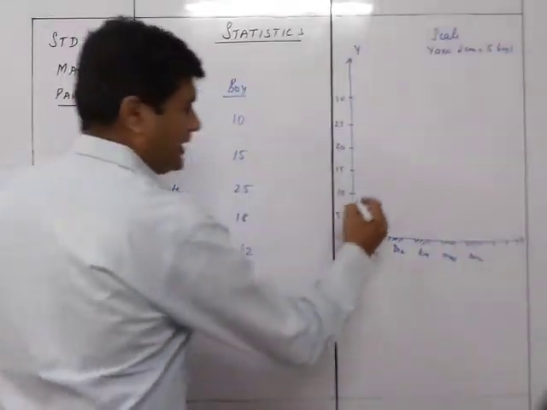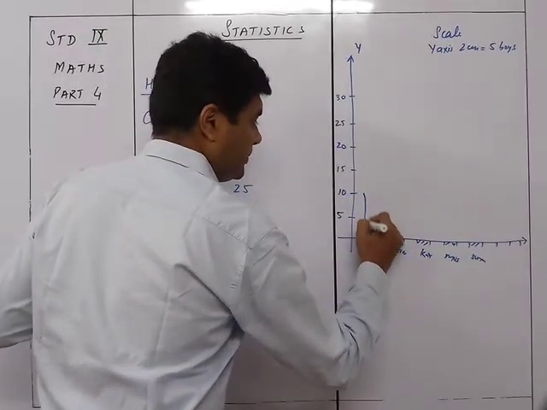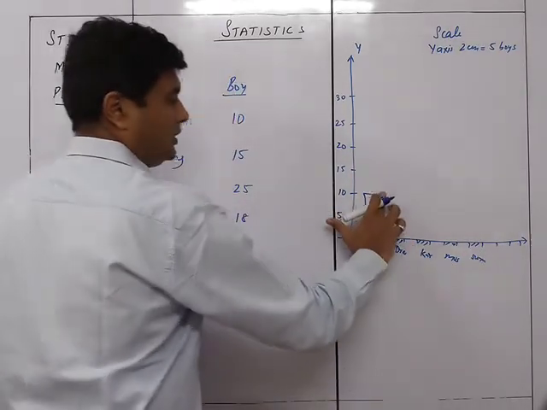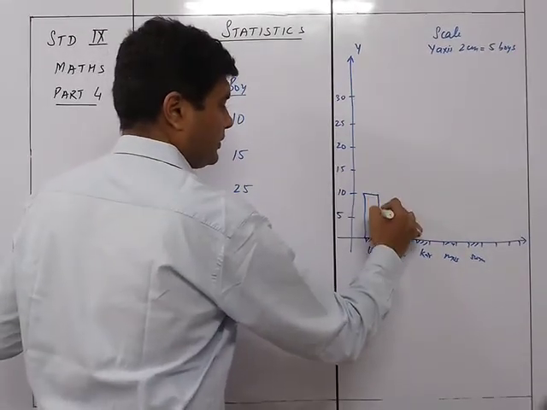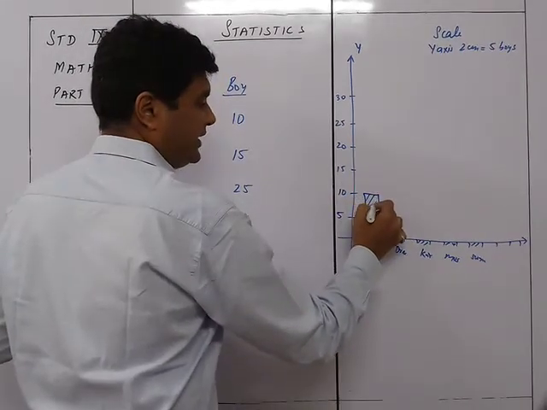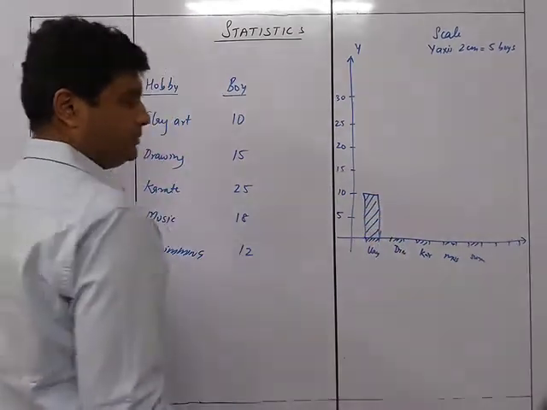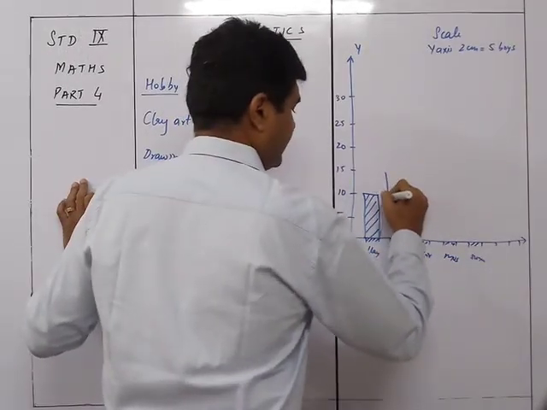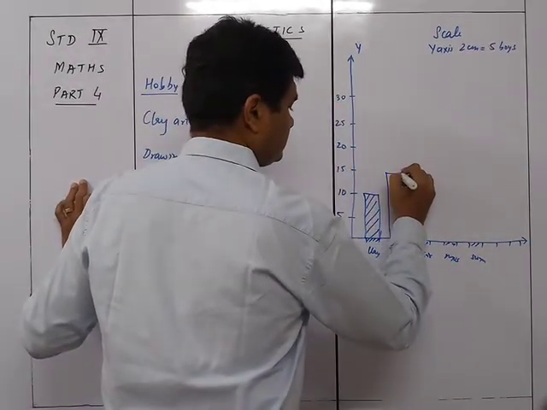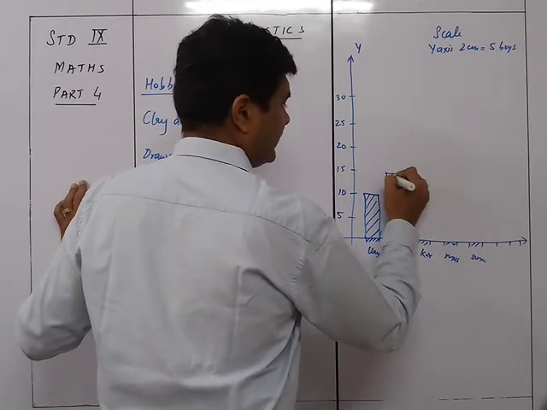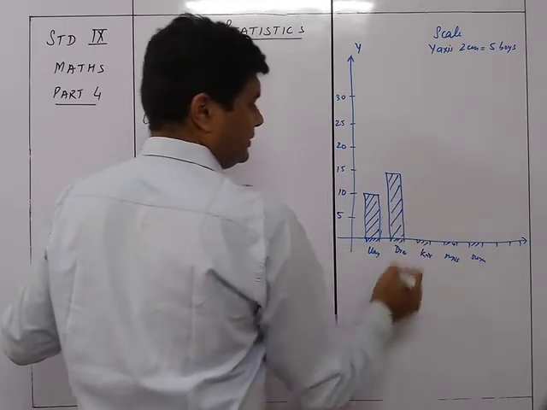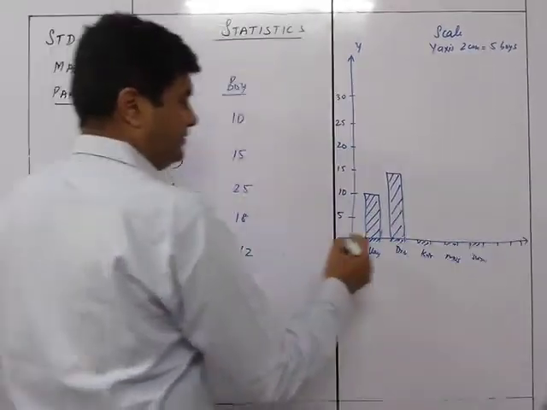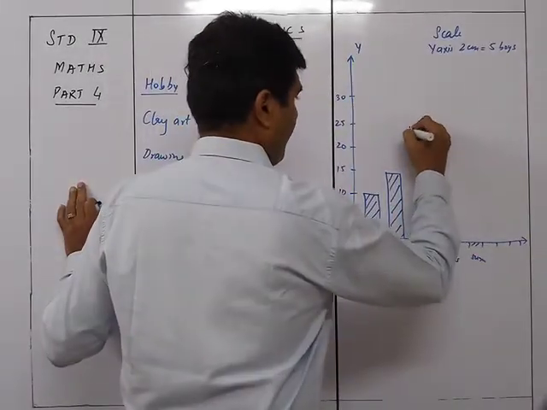Clay is 10, so clay will come here like this. This will be the bar for the clay work. You can always shade this area for clarity. Drawing will be 15, so 15 will be like this. You can shade this. This is 15. Karate will be 25, so 25 is karate.